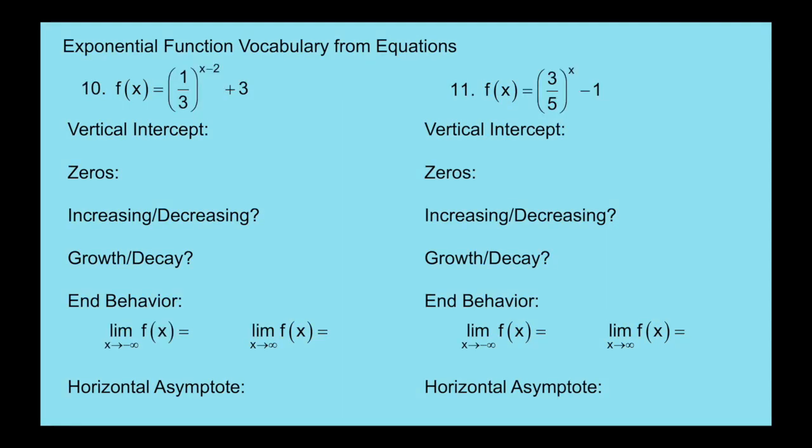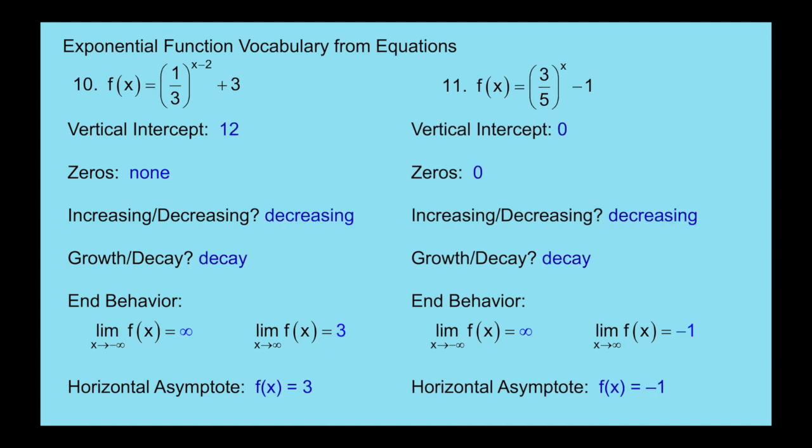Try the next two. For number 10, if I'm plugging 0 in for x there, I'm going to get 1/3 to the negative second. That's going to flip that fraction and make it 3 squared. 3 squared is 9, and 9 plus 3 is going to give me 12. So that's where that vertical intercept comes from. Then, because this is positive, I know that I'm not going to have any zeros in this one. Because this is a fraction, this is going to decrease over time, and it's going to be decay.